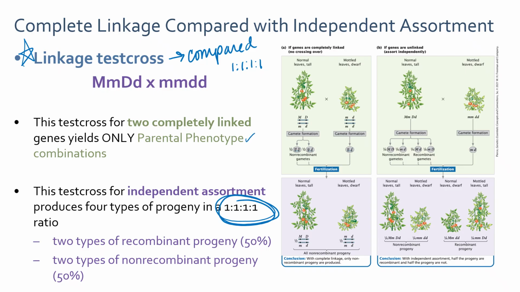So if we have two completely linked genes, meaning they are so close together that recombination never happens, we're only going to get the parental phenotype. If they're really far apart, it is very likely that recombination is going to happen in between them. And then we would still get both types of parents, but we would get an equal number of each type. And so that's where we get our 1:1:1:1. And we would expect that 50% of our offspring are going to be recombinant and 50% of our offspring are going to be parental type.